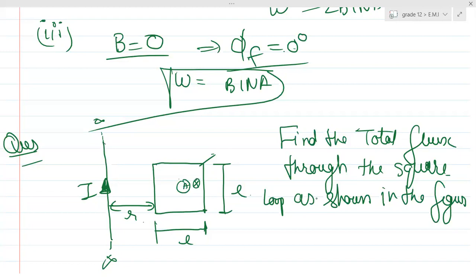Guru, what will be the element? Hello. Guru, hello. Ishita, what will be the element over here in this case?